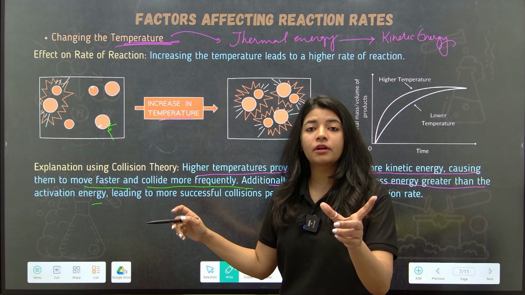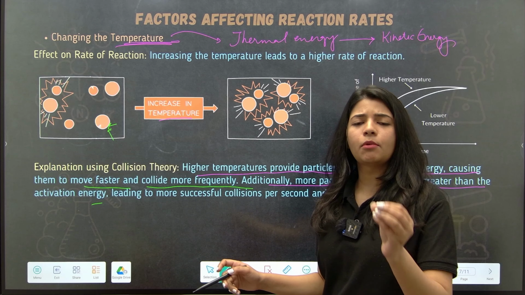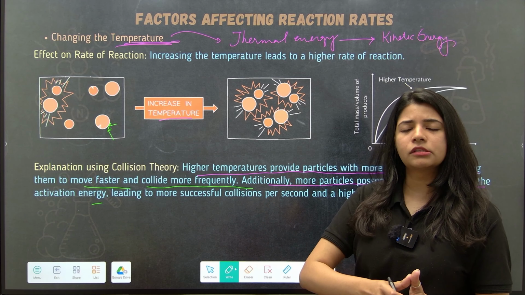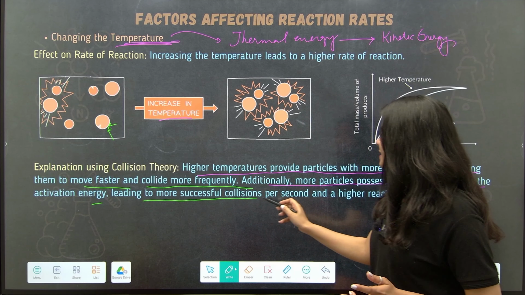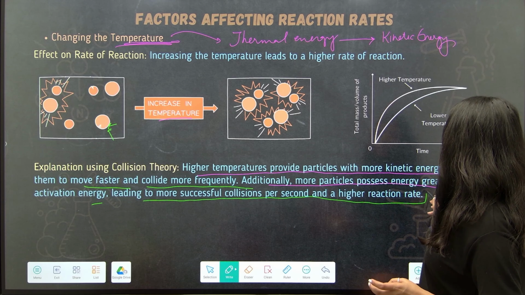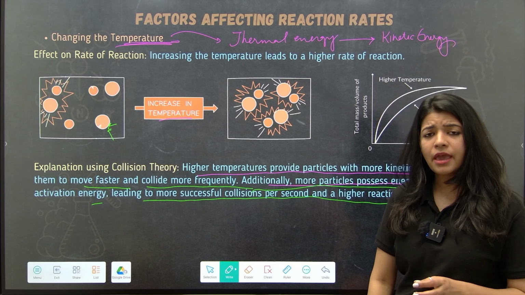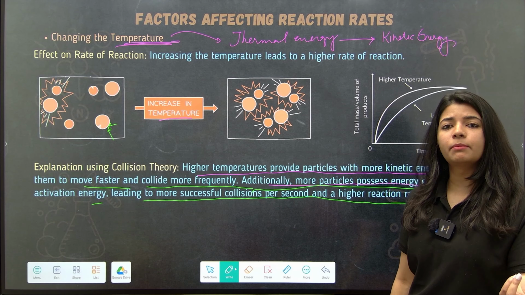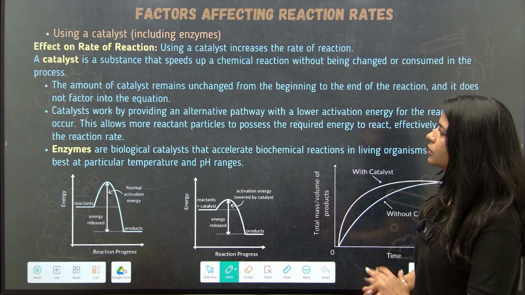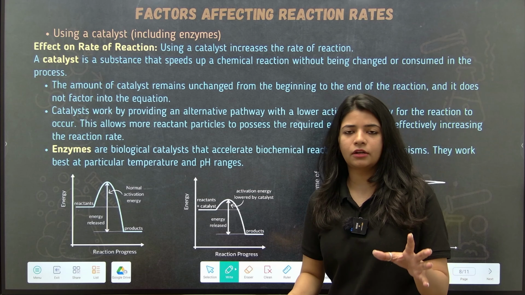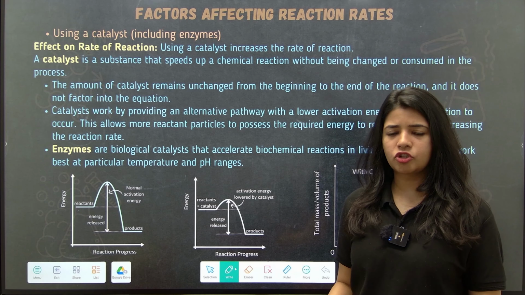What was activation energy again? Activation energy is the minimum amount of energy which is required by the particles to proceed with the reaction, leading to more successful collisions per second and a higher reaction rate. So more collisions means the reaction rate will be faster. Again, the graph.